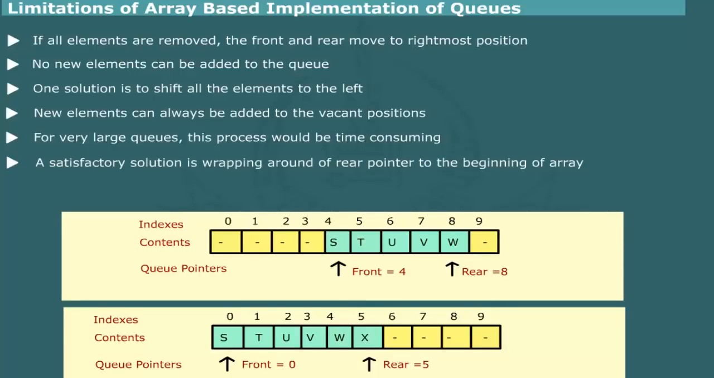A satisfactory solution for efficient utilization of array space is provided by wrapping around the front and rear pointers to the beginning of the array. This strategy is called circular implementation. The corresponding queue is known as a circular queue. We shall examine circular queues later in this unit.